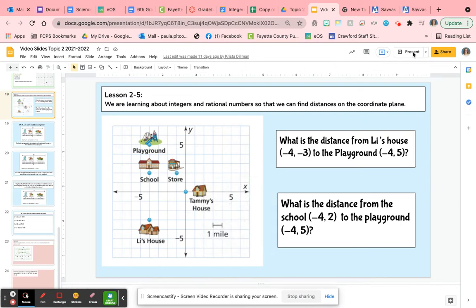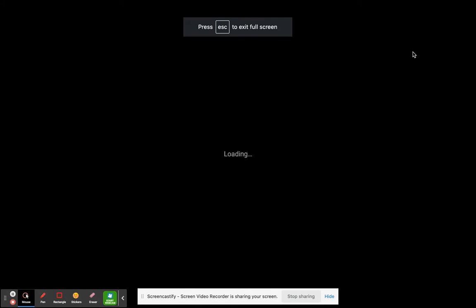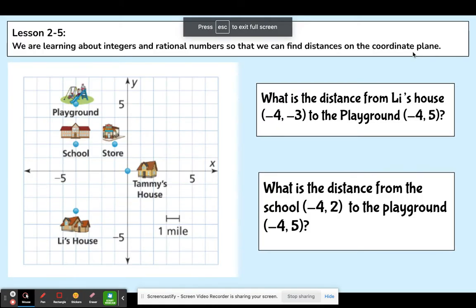All right, guys, today we are going to learn about finding distance on the coordinate plane. And there's really three different levels to this skill. The first level is the most basic. So what we are given is a picture, and we are supposed to find the distance from Lee's house. So, you have to find Lee's house.